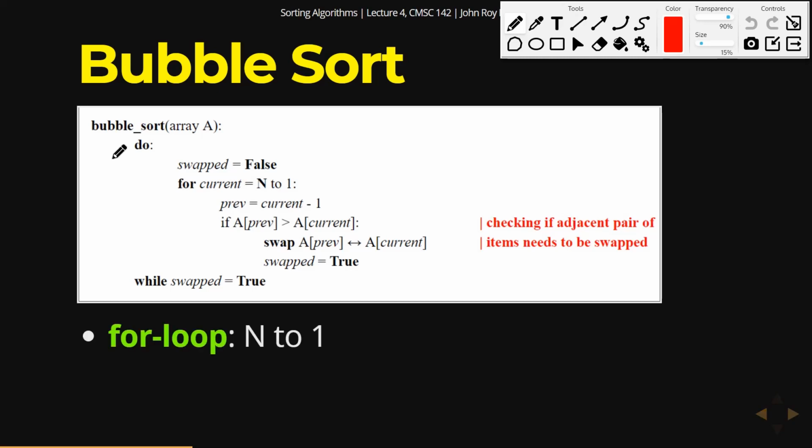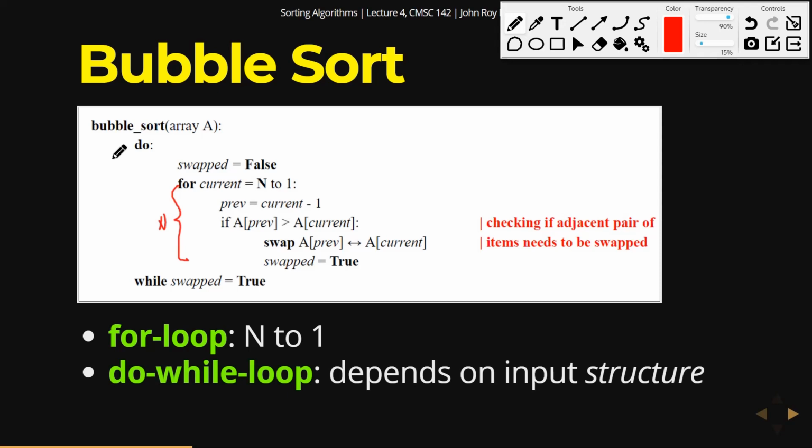Okay, so the for loop inside goes from n to 1, so this takes n iterations, but the outer do while loop depends on the input structure. We don't know how many rounds it could go on, because if it's already sorted, 2, 3, 4, 5, then we'll only need 1 round, because after 1 round we'll find out that no swaps happen, so we'll already be done, right?